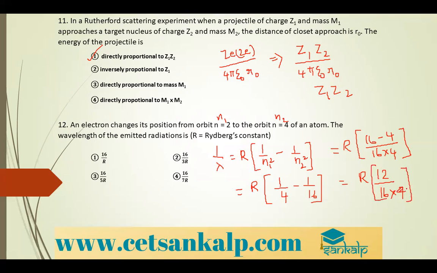So 4 ones are 4, 3s are... so it is 3R by 16 is 1 by lambda. But we need lambda, which is equal to 16 divided by 3R. That is the final answer, option 2. Clear?